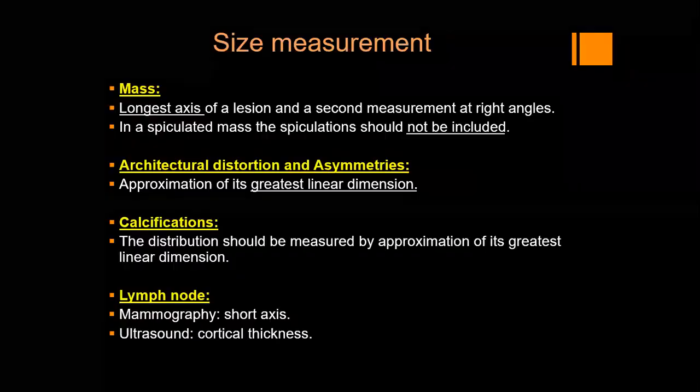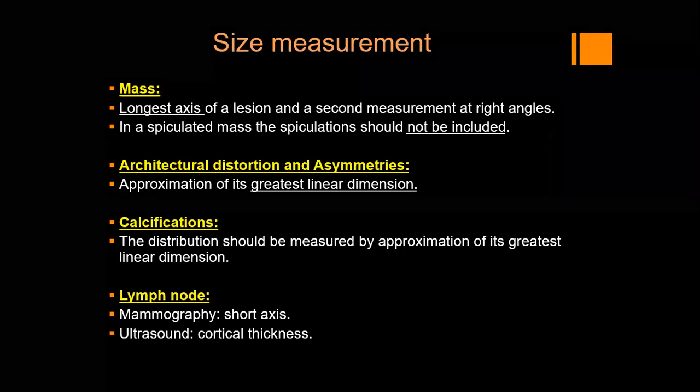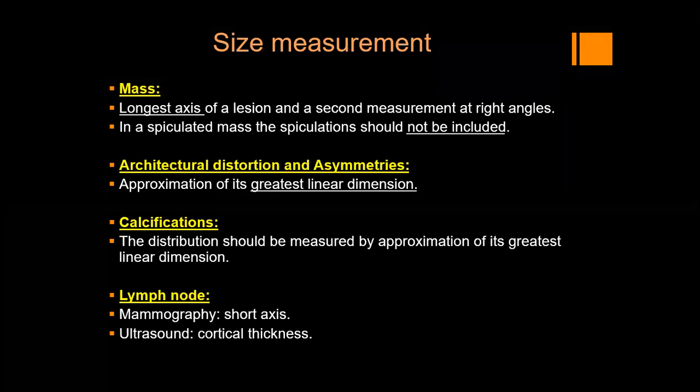Also, we have to describe the abnormality by size. For the mass, we have to measure the longest axis of the lesion and the perpendicular to that measurement. For architectural distortion, the greatest linear dimension, and the same for calcifications, the extent of calcifications, the greatest linear dimension. And as you know, for the lymph node, the short axis.